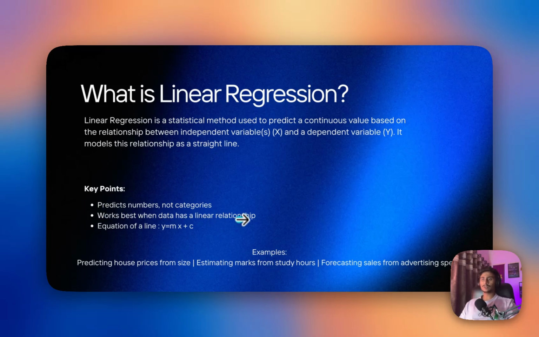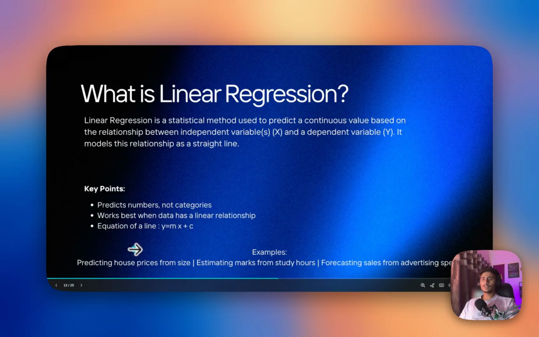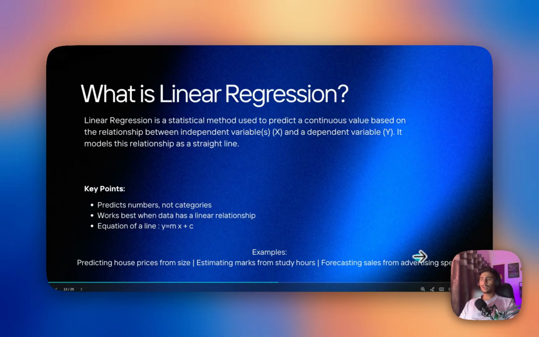linear relationship data. Examples of linear regression are predicting house prices from size, estimating marks from study hours, forecasting sales from advertising spends.